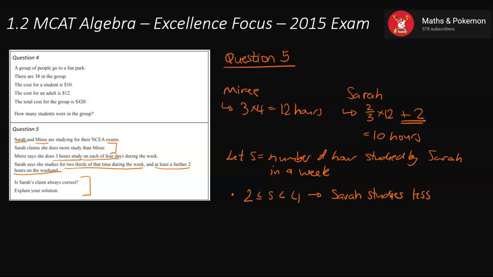If she studies 4 hours exactly, so if S was equal to 4, Sarah studies the same. And then the final one, if she goes beyond that 4 hours, so if S is greater than 4, this is when Sarah's claim is actually correct. That's when more than 4, so that's Sarah studies more.